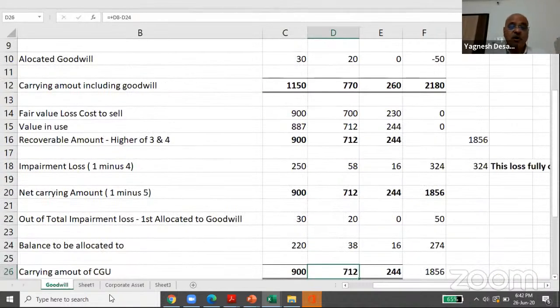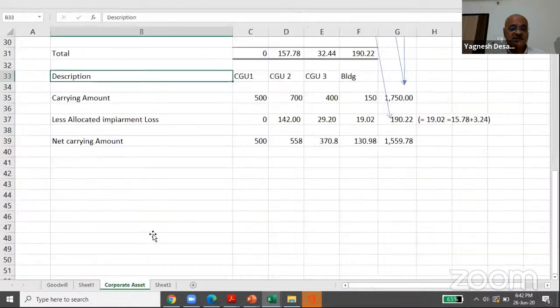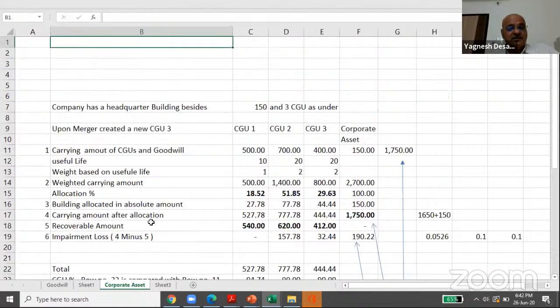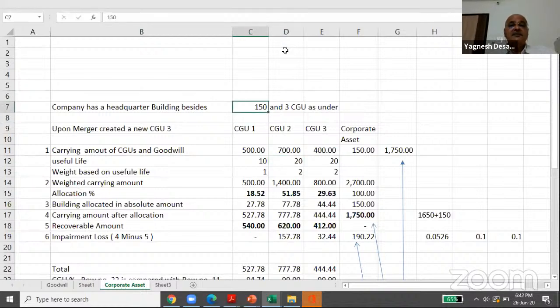Now let's go for the corporate asset. ये थोड़ा बहुत ही important है, but here समझ जाएंगे. The company has a headquarter building. Okay, let me hear from you, sir. As far as this example was concerned, not sure.